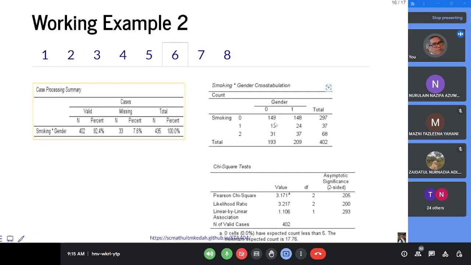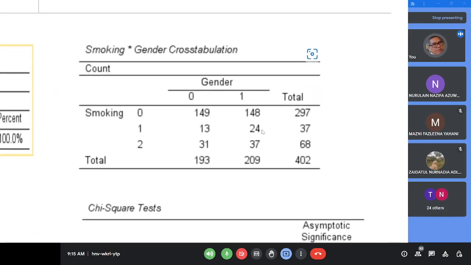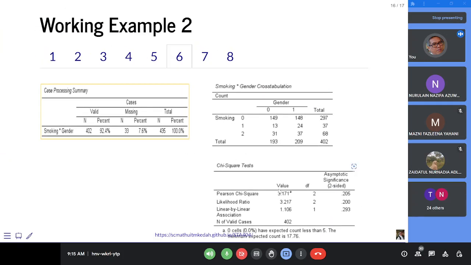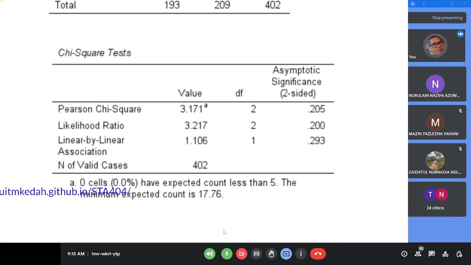And then the second one will be the cross tabulation. So this is the contingency table. If you check on the expected frequency, it will show expected frequency at the bottom over here. Below each of the observed value, you will see the expected frequency. Okay. And then the third one gives you the chi-square test result.